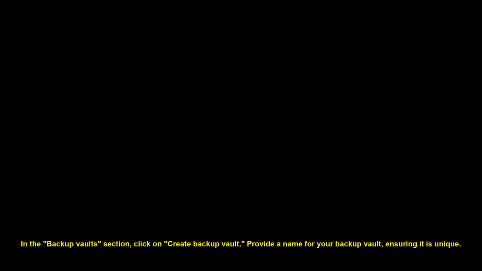In the Backup Vault section, click on Create Backup Vault. Provide a name for your backup vault, ensuring it is unique. Optionally, add a description to clarify the vault's purpose. Select the desired encryption settings for your vault. Click Create Vault to finalize the setup.